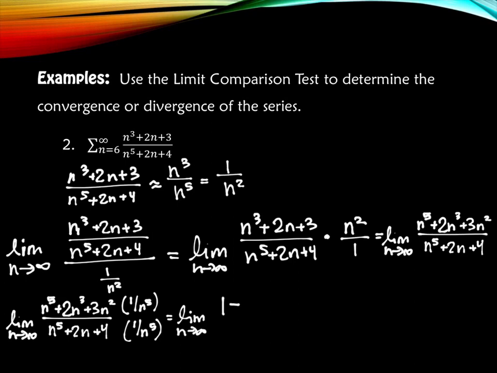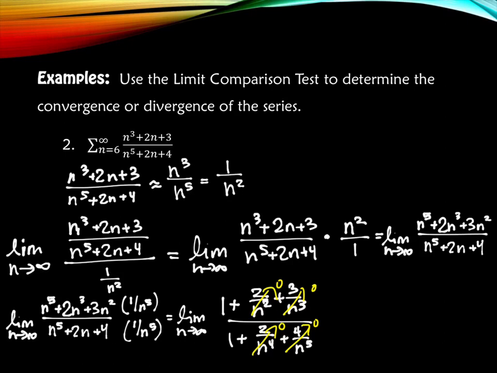So we have 1 plus 2 over n squared plus 3 over n cubed, over 1 plus 2 over n to the fourth plus 4 over n to the fifth. And a lot of these go to 0, right? Yep, all four at the end go to zero. What's my limit? 1. And in particular, 1's bigger than 0.